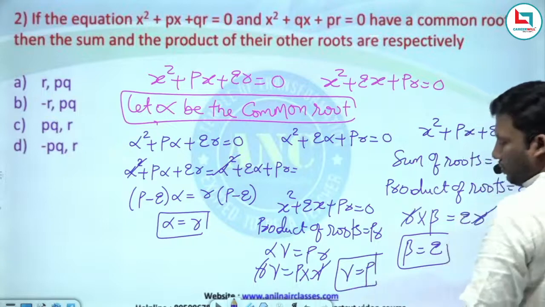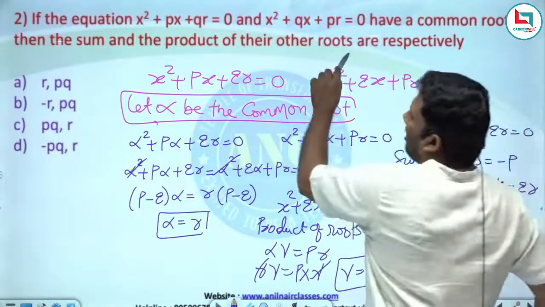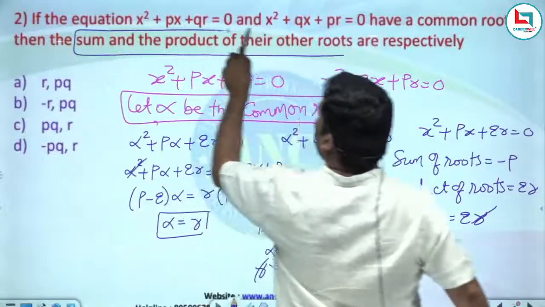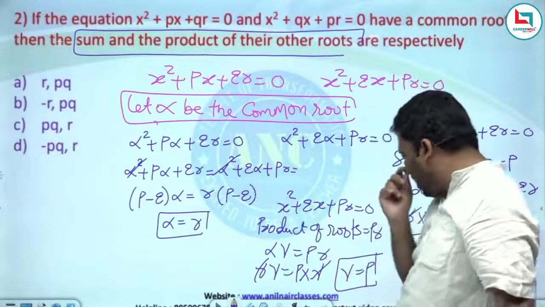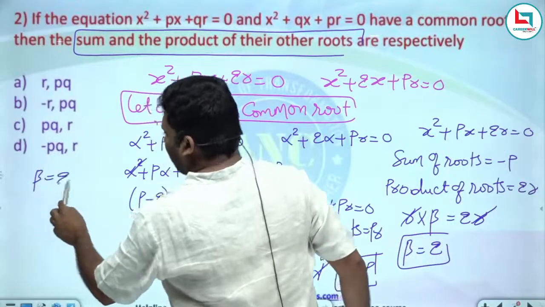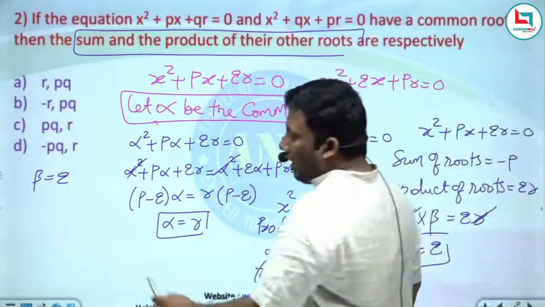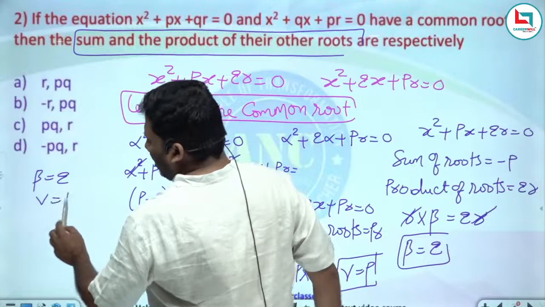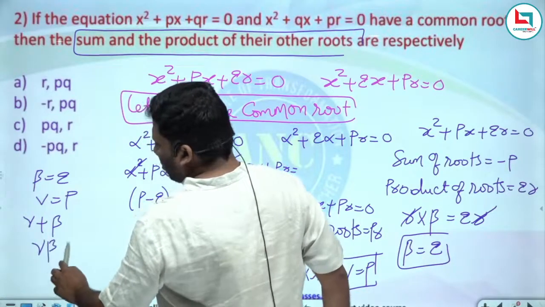Gamma equivalent to p. That means what is he asking? The sum of their other roots and the product of their other roots. For this equation, what is the other root? Beta. So beta is equivalent to q. For this equation, what is the other root? Gamma. Gamma is equivalent to p. What do you require? Sum of their roots and product of their roots we require.